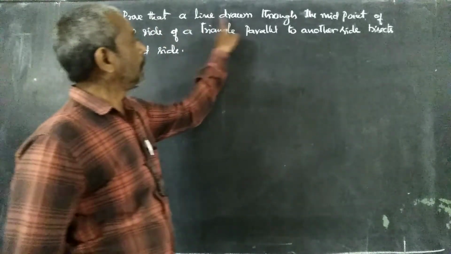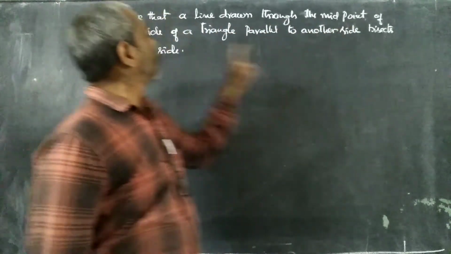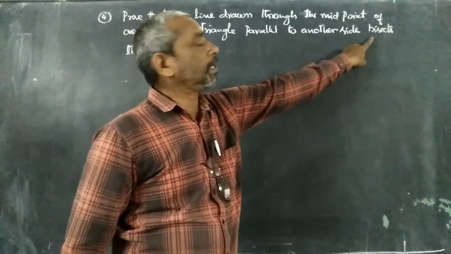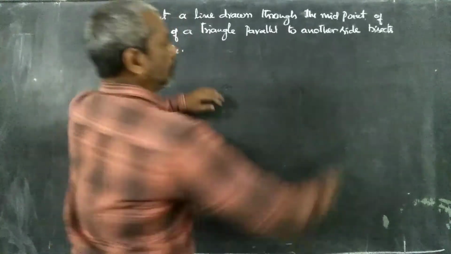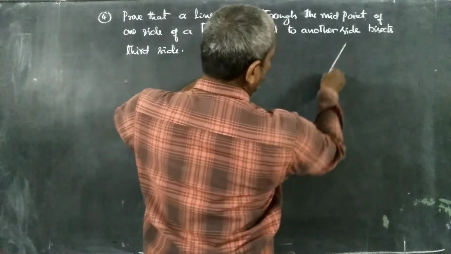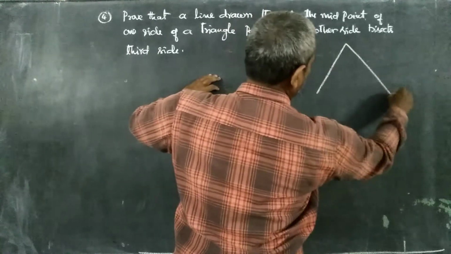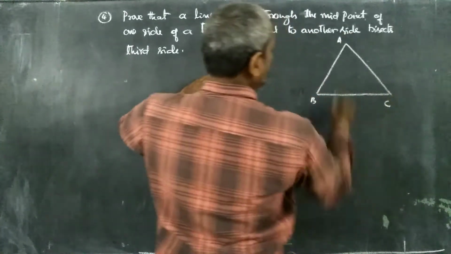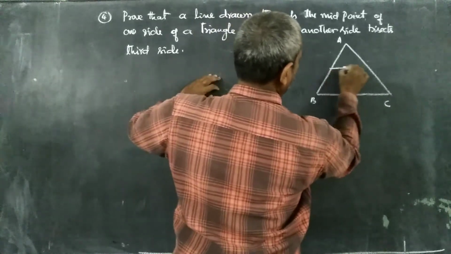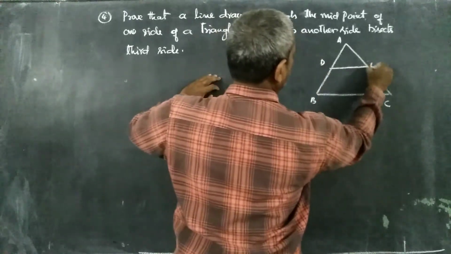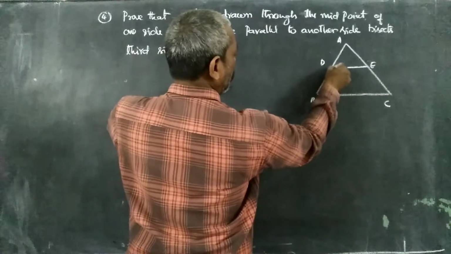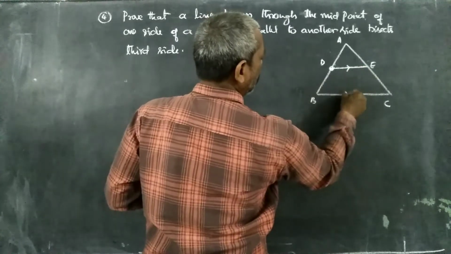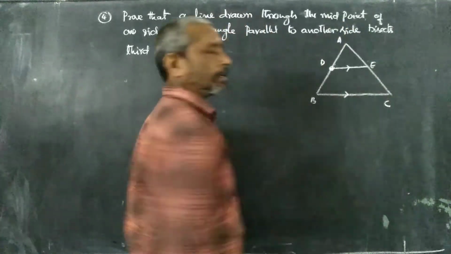Prove that a line drawn through the midpoint of one side of a triangle parallel to another side bisects the third side. This is a triangle ABC. DE is the line drawn through the midpoint of AB, parallel to another side, which bisects the third side.